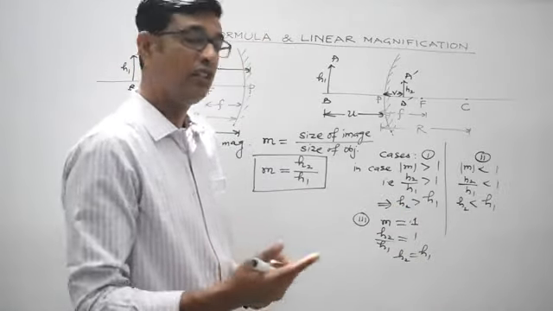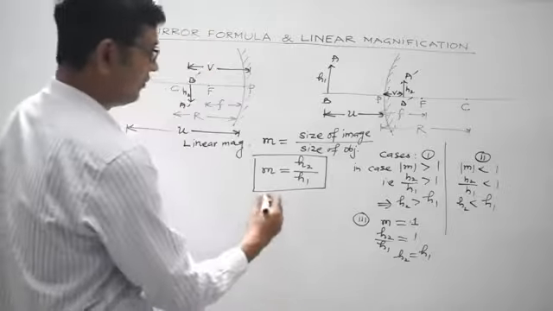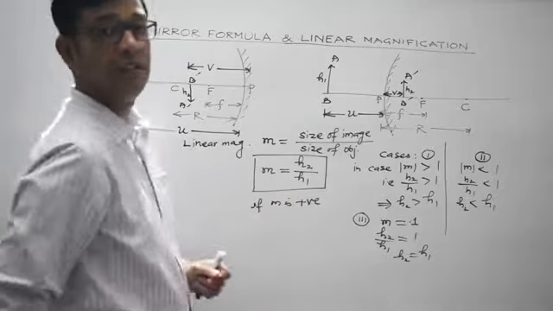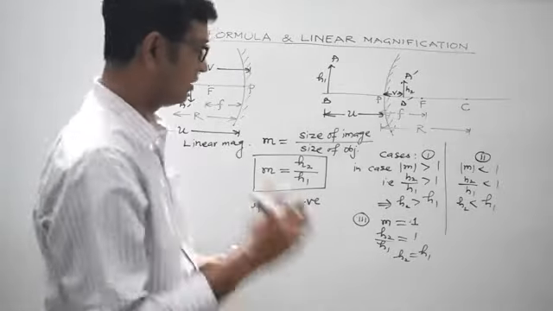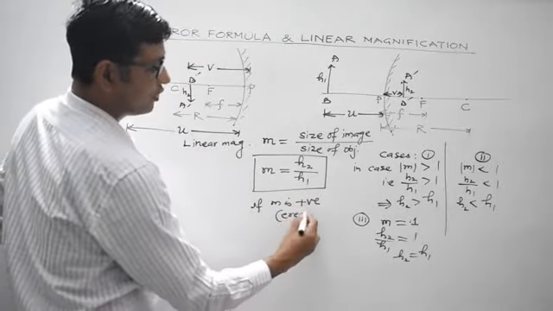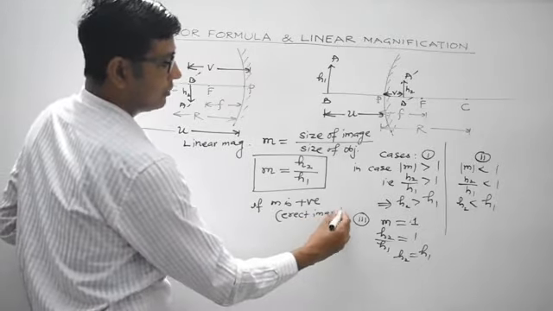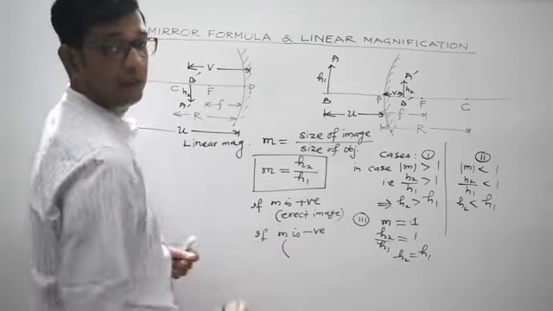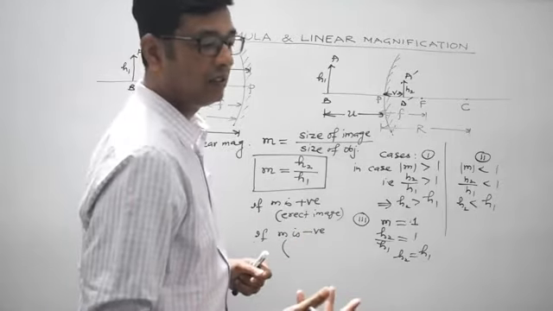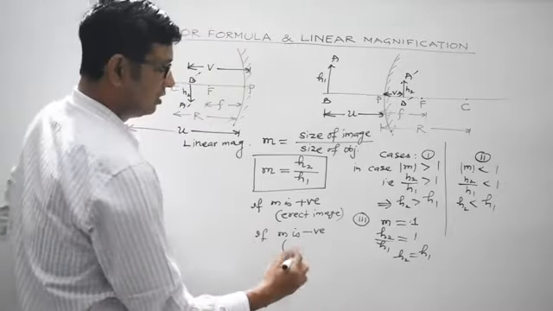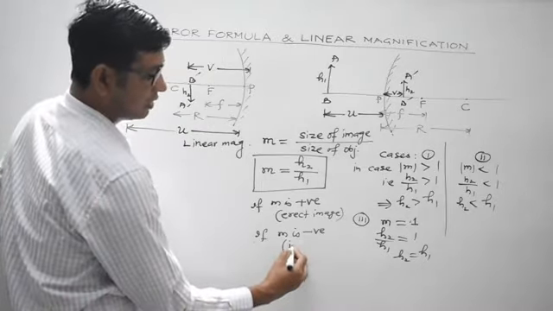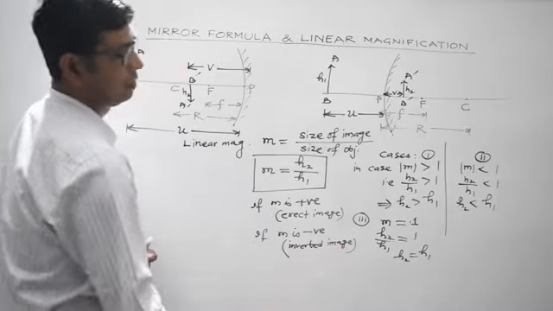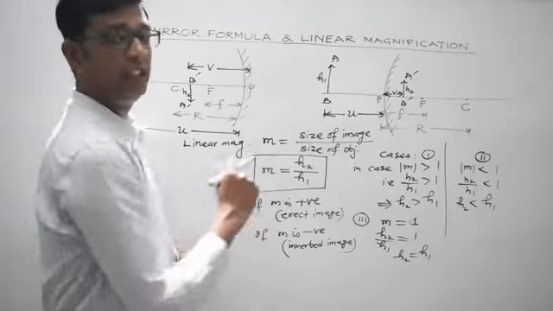Now sign convention is used in the case of small m as well. If m is positive, it means that the image obtained is erect. If small m is negative, the linear magnification is negative, it means that the image is inverted. So this is regarding the linear magnification.